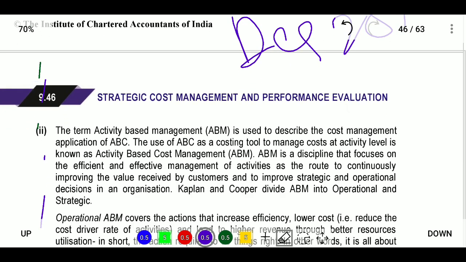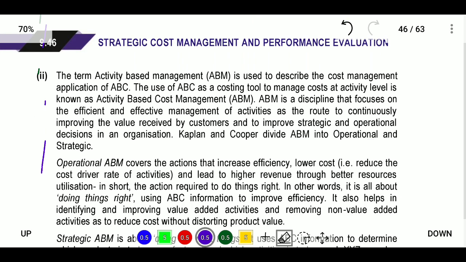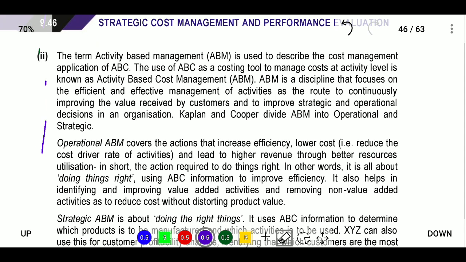Next, third question, that is ABC and ABM, activity based management, accepted or not. Here activity based management is used to design cost management. Describe the cost management. Application of ABC, that is activity based. Here the use of ABC is a controlling tool. It manages the cost at activity level, which is known as activity based cost management. This is a tool.